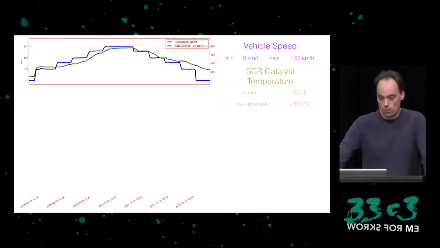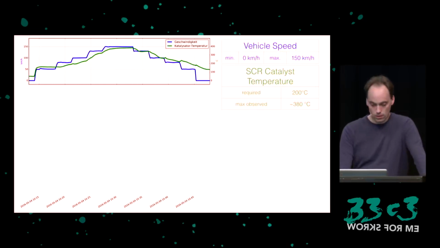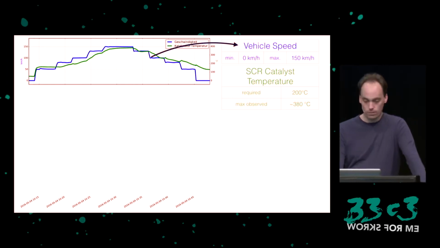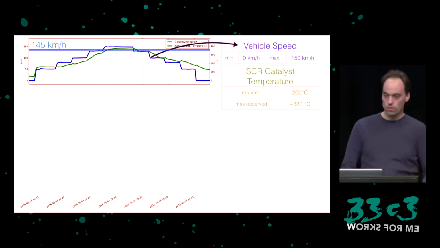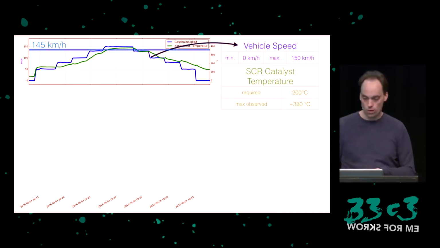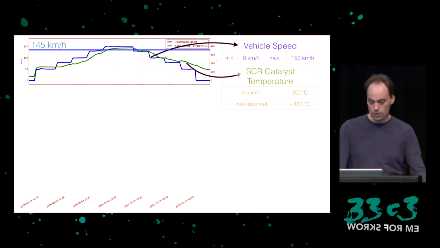And this is how we've driven the car. The blue line is the vehicle speed. You can see that it goes from 0 to 150 kilometers per hour. The critical point here is the 145 kilometers per hour that we found in the firmware. The green one is the catalyst temperature, which we see between ambient level and then up to 380 degrees. The critical point here is 200 degrees Celsius, where this urea to ammonia process starts to work.